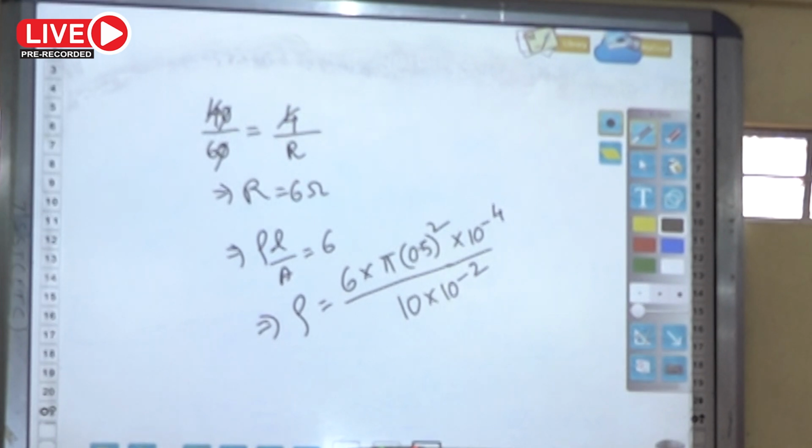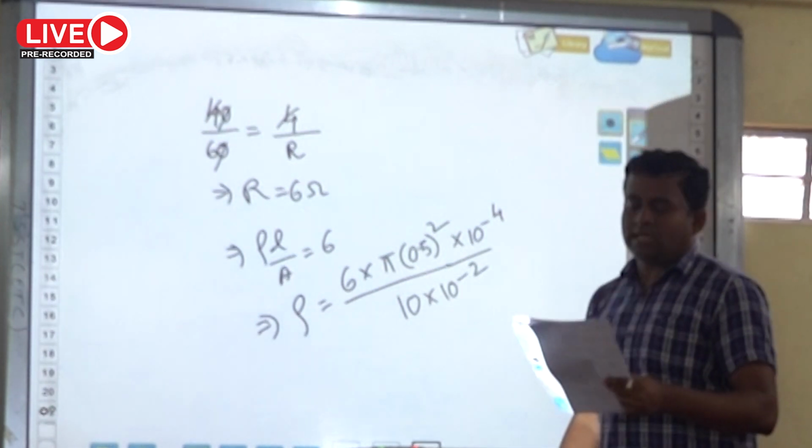So the answer is 1.5 pi into 10 to the power minus 3 ohm meter. That is option A.